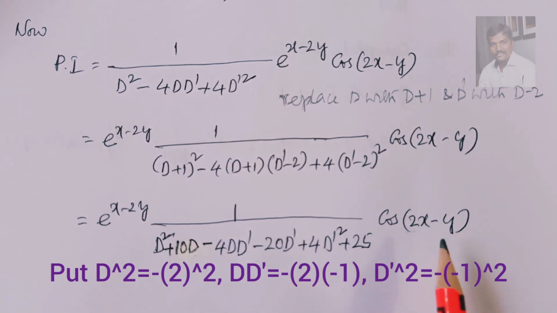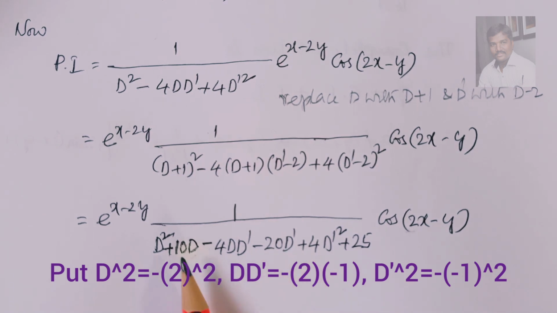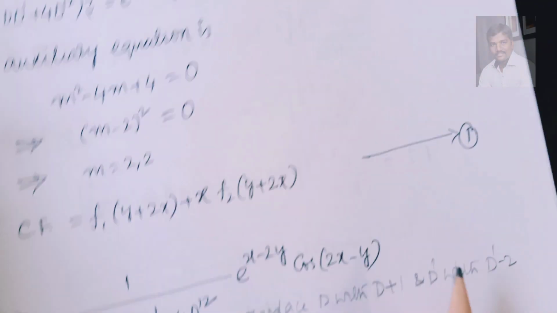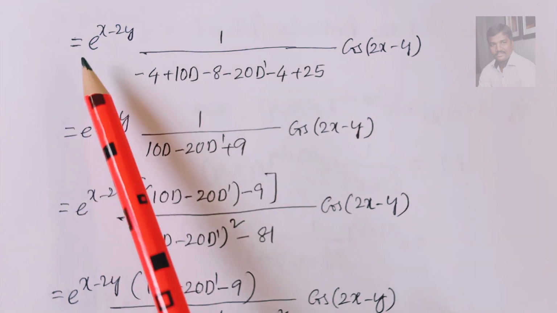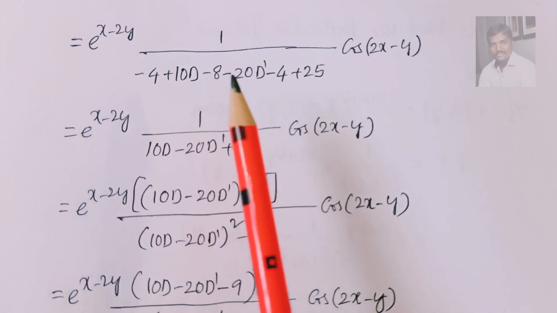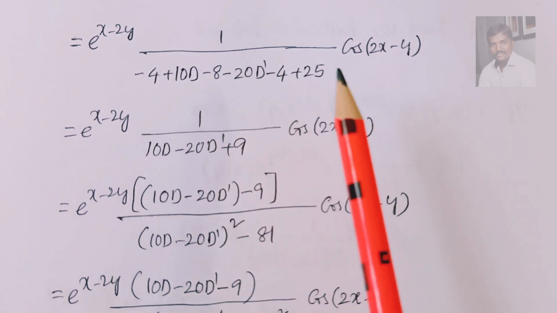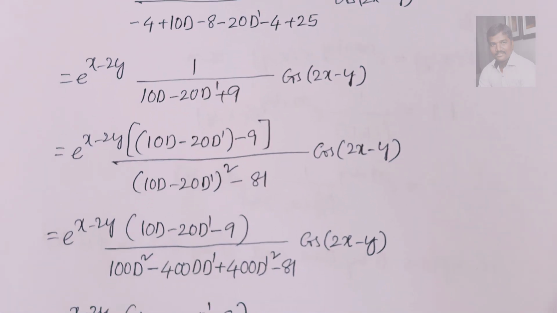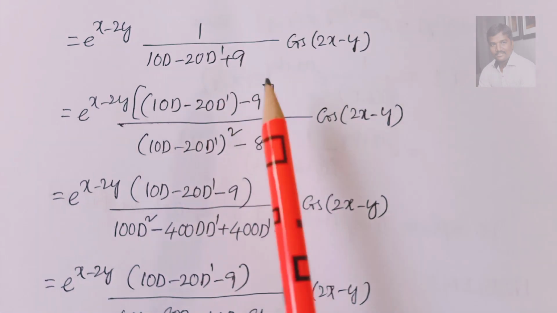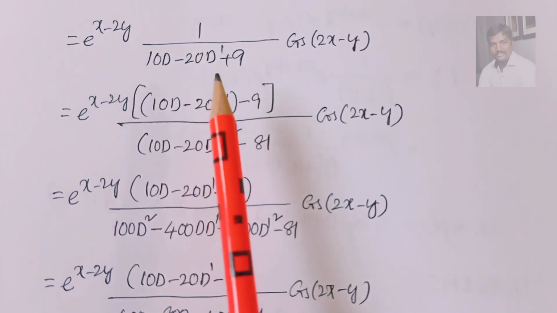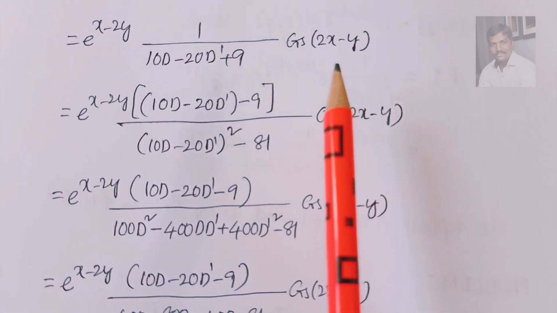Okay, (−1) whole squared, but we cannot replace D and D' themselves. We have to write them as they are. So take a look at how we solve the remaining. Now here, e^(x−2y) · 1 / (−4 + 10D − 8 − 20D' − 4 + 25) cos(2x − y). After simplification you will get 1 / (10D − 20D' + 9) cos(2x − y).